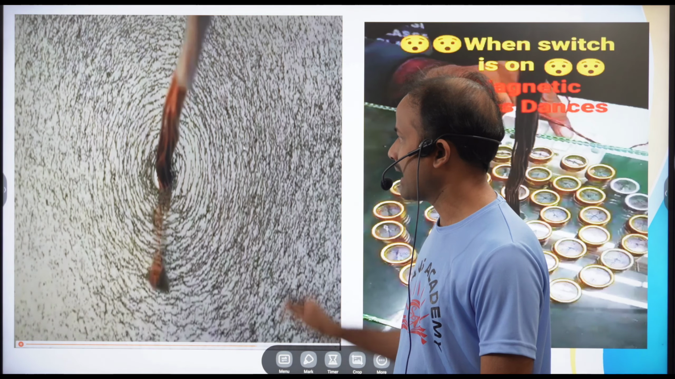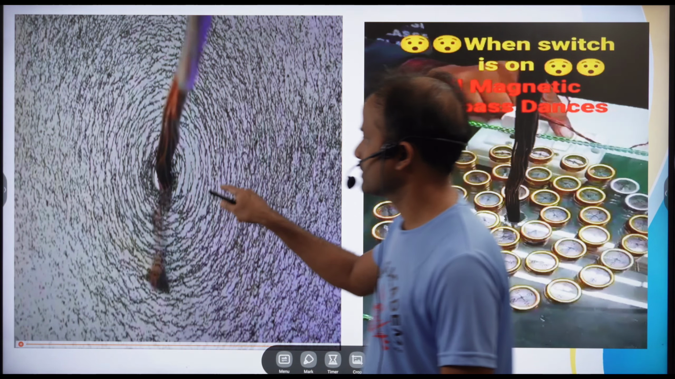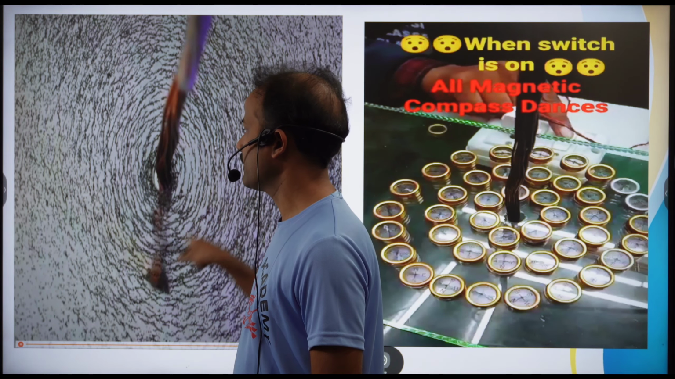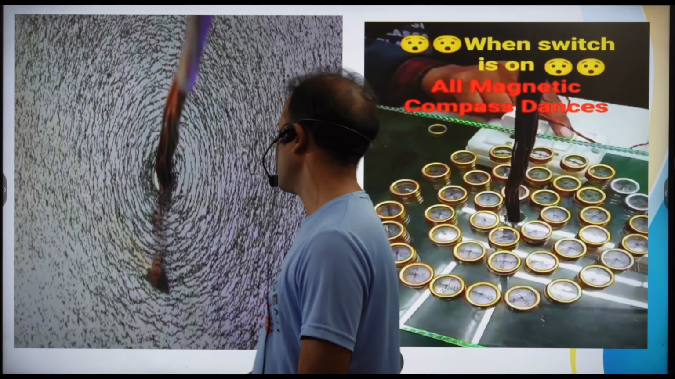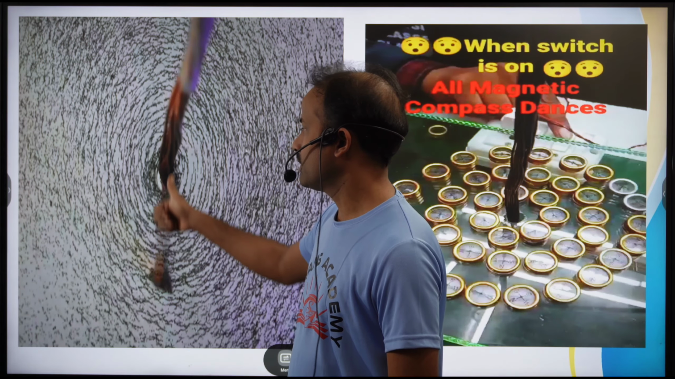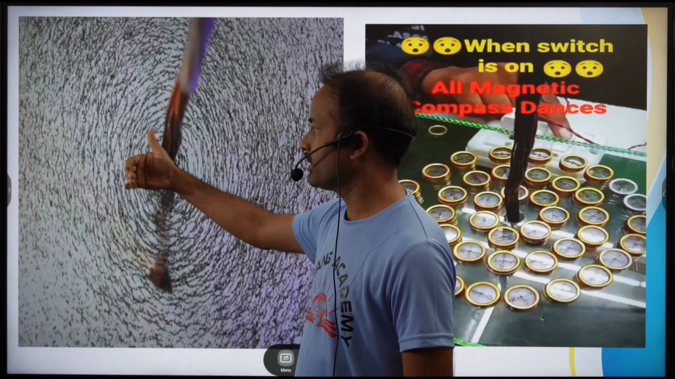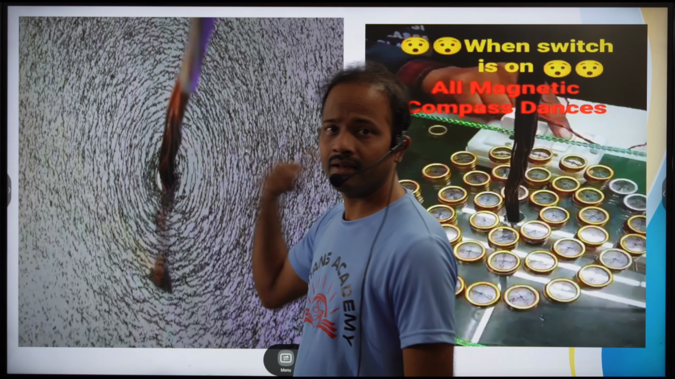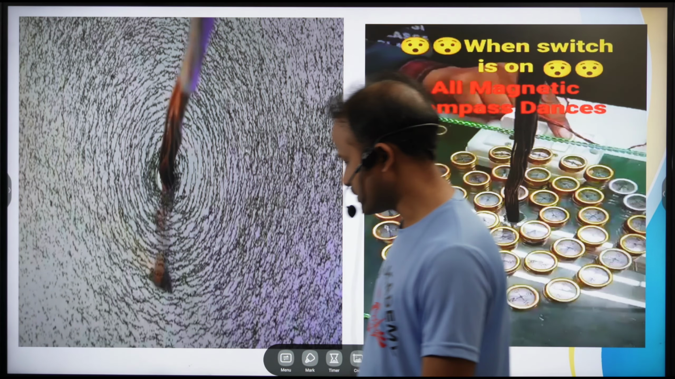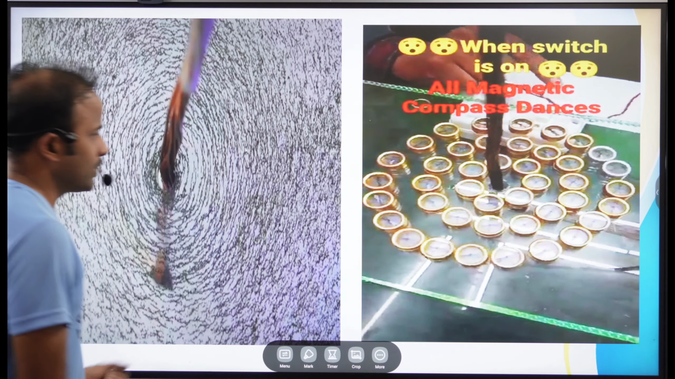Now you see when you tap this, the iron filings align themselves in concentric circles like this. Here we can see that all iron filings align themselves in concentric circles. Current is moving in the upward direction, then all iron filings take the alignment in concentric circles, right? This is the first activity we have completed. Let us see one more activity.